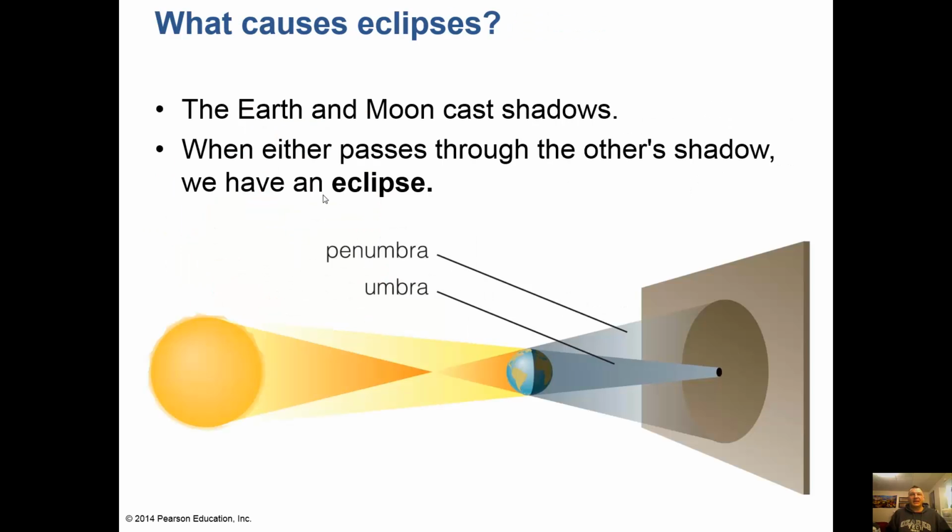Alright, so what causes eclipses? An eclipse is a very unique situation with the sun, Earth, and moon. We'll look at this first. We know the Earth and moon cast shadows, and when either of them passes through the other's shadow, we have an eclipse. And so there are 2 types of shadows: the penumbra, which is kind of a light shadow, and the umbra, which is a very direct dark shadow.